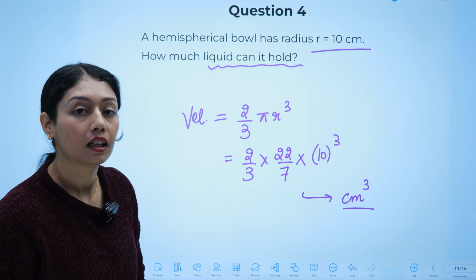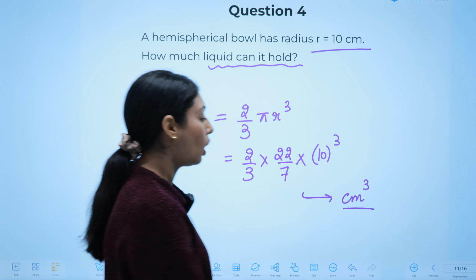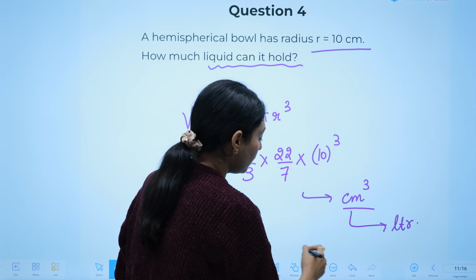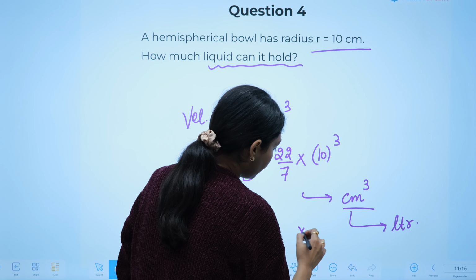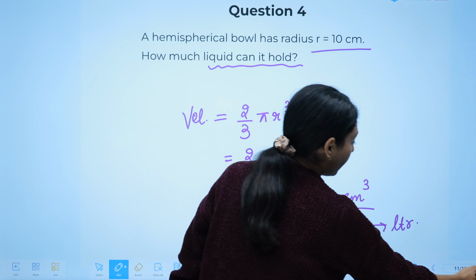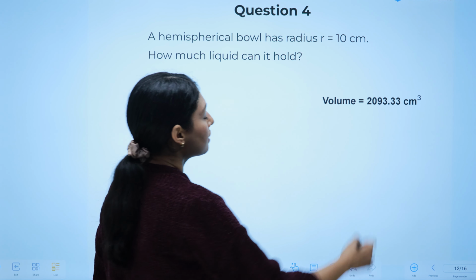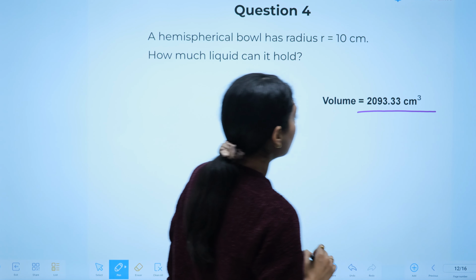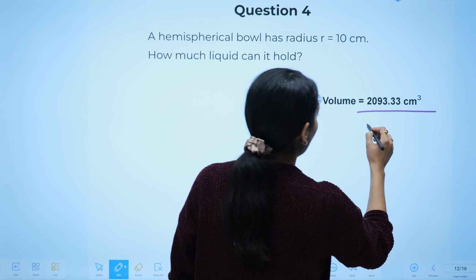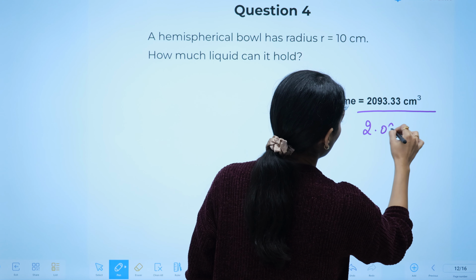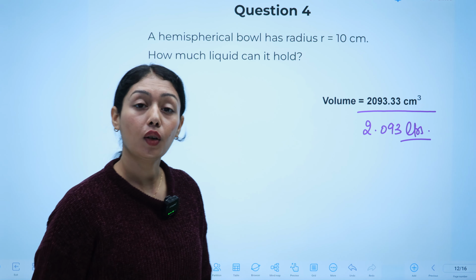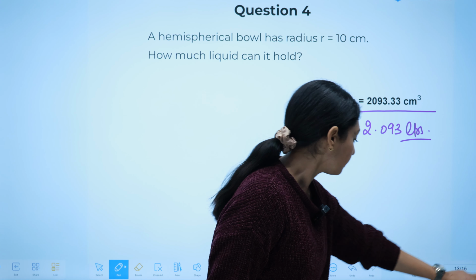Volume हमें चाहिए, let's say in liters. So how do we do this? We do the conversion in liters. How do we do this? Yes, everybody, by dividing here by 1000, right? So let's check the answer. 2093.33 centimeter cube, or divide by 1000, so 2.093 liters. Okay, that will be your answer.